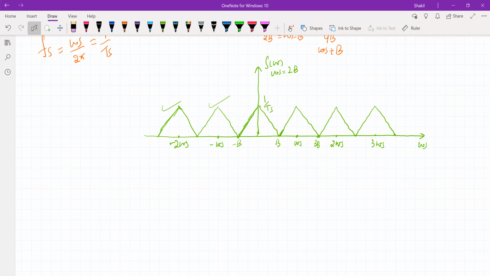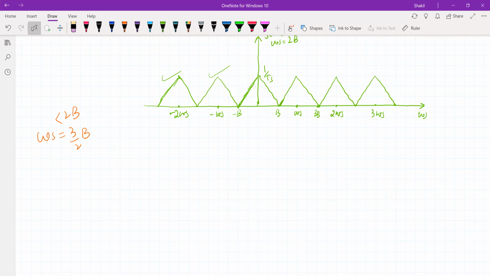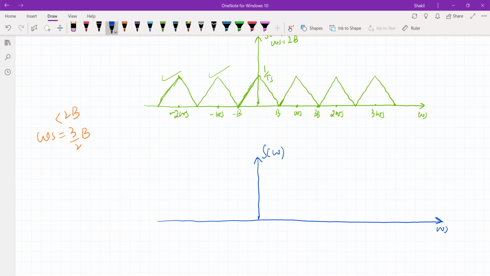Now the third case is when omega s is equal to 3 by 2 B, and this is the same case as when omega s is less than 2B. So we are discussing this case under this. All right, so this is the third case. If I plot this for this case, this is our s of omega, this is omega, and this is 0.